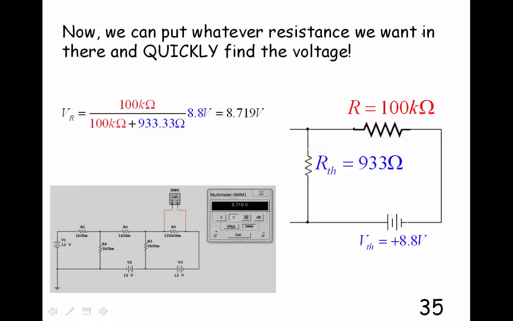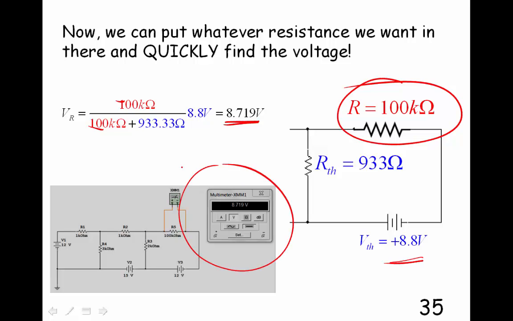And I did it just one more time for a very large resistor. There's 100 kiloohms, and I put 100 kiloohms into our voltage divider equation, and we get a voltage that's very close to our Thevenin voltage. And I verified that with Multisim once again.